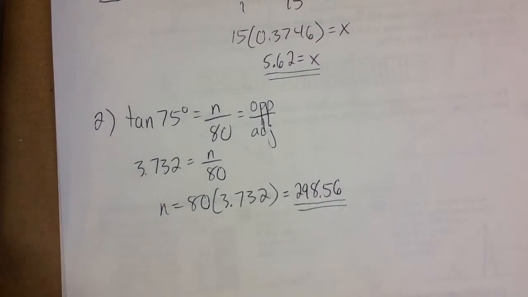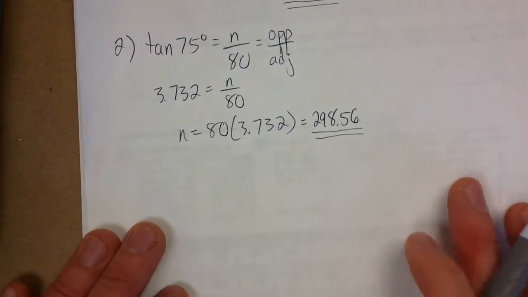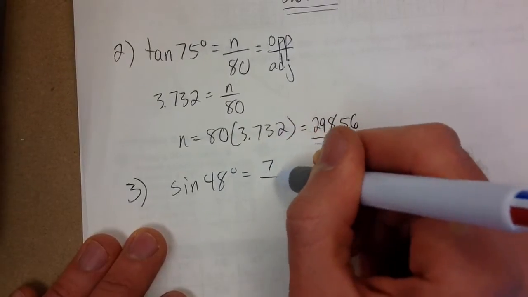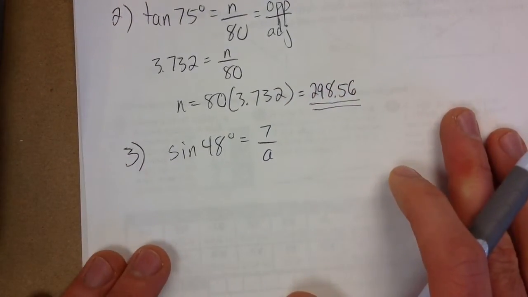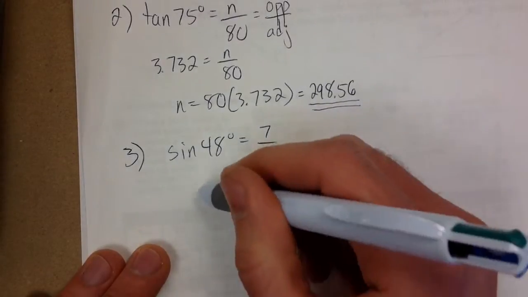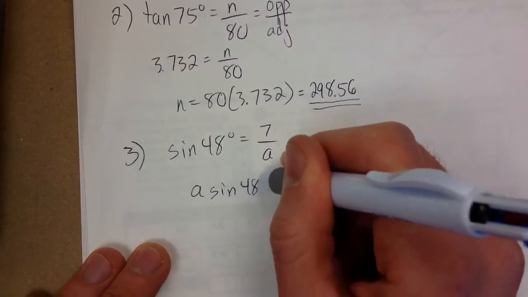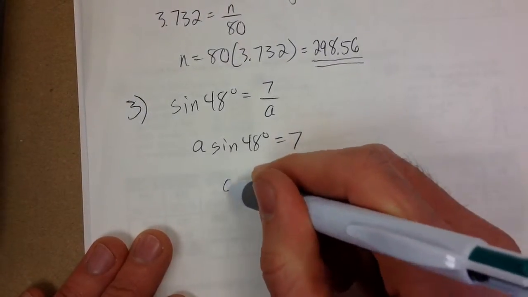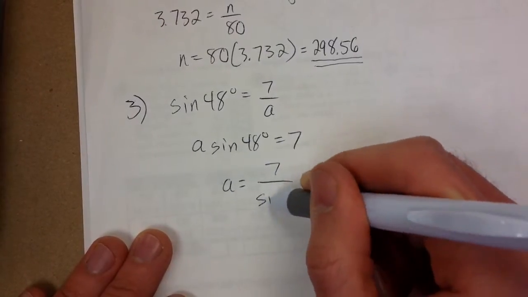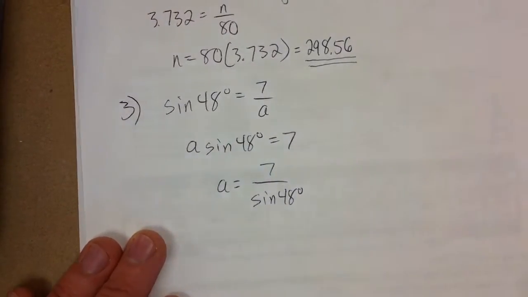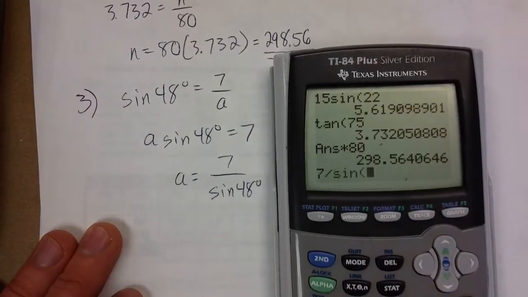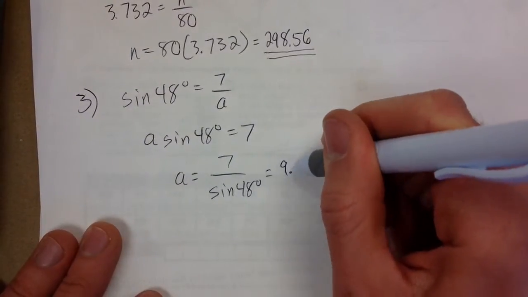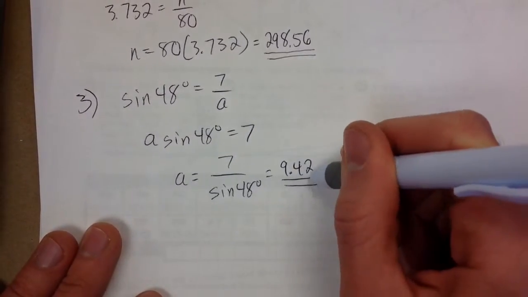All right. Alexandra, please step me through number 3. So you do sine 48 times a, so it's sine 48a equals 7. Very good. And then divide 7 by sine 48. Excellent. Which is 9.4. Well done. 9.42. Okay, so that's the hypotenuse.